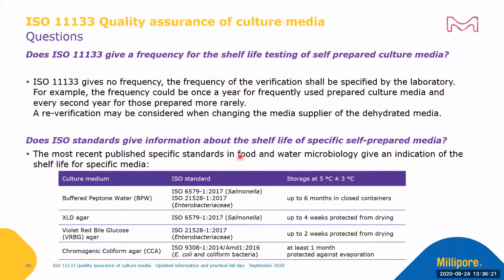Does the ISO standard give information about the shelf life of specific self-prepared media? Yes, the most recently published specific standards in food and water microbiology give an indication. For example, for buffered peptone water, up to 6 months in closed containers; for plates like XLD agar, up to 4 weeks; for VRBG agar, violet red bile glucose agar, up to 2 weeks; and for chromogenic coliform agar used in water microbiology for checking on E. coli and coliform bacteria, at least 1 month, always protected from drying or against evaporation.